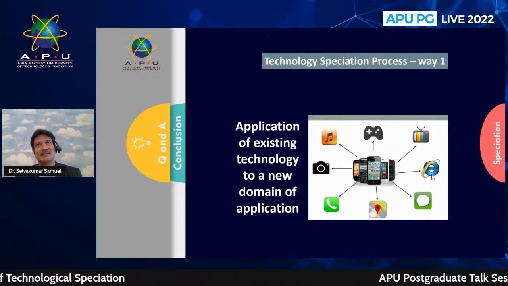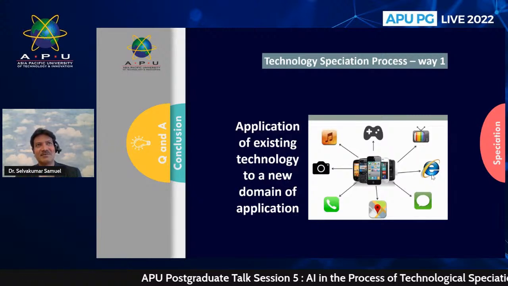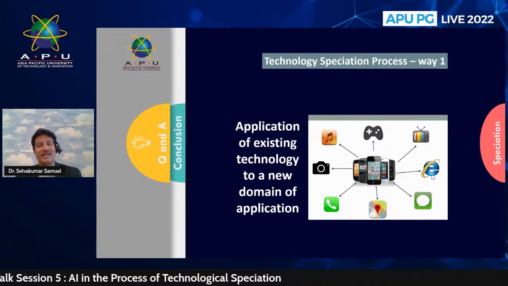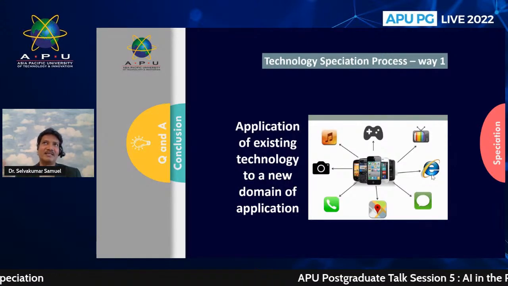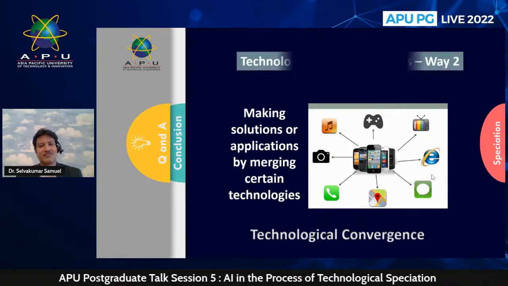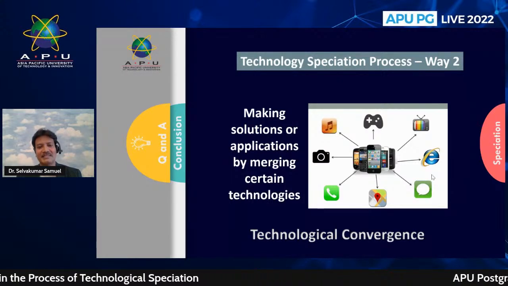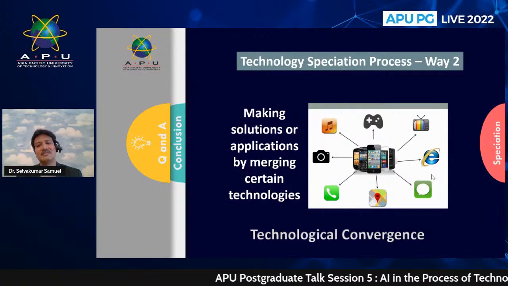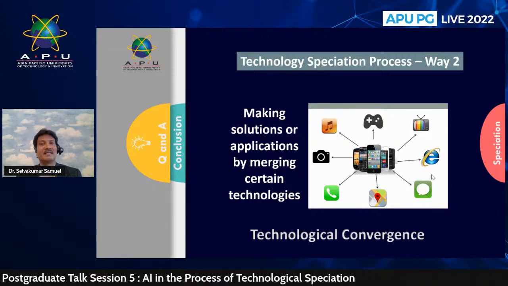Nowadays, maybe you noticed that iPhone advertisement or Nokia phone advertisement or any other phone's advertisement, they advertise the camera. They don't advertise the phone features mainly. Mainly, they advertise the camera. In such a way, the influence of other technologies into a new domain. For the second way of speciation also, I can use the same example, making solutions or applications by merging certain technologies. You can see here, various technologies are fused into the mobile phone domain. It's called technological convergence.